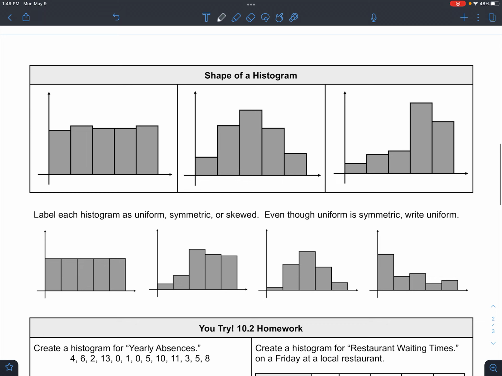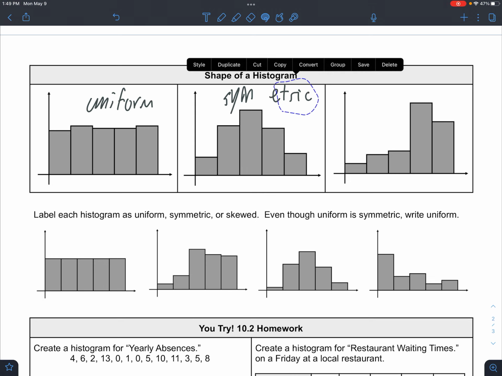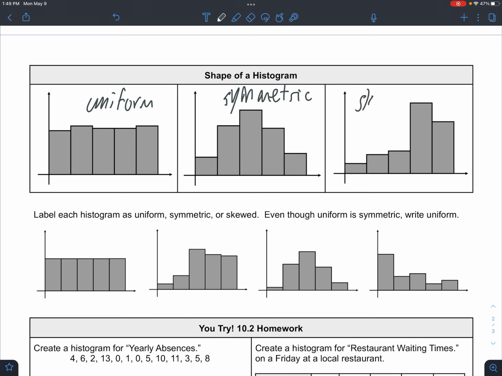And then the last thing I want to talk about, now that you have an idea of how to construct one, is the shape. We call this uniform. We call this symmetric. Two M's, cannot spell today. And this is skewed. Okay, so this is uniform, skewed, symmetric, skewed.